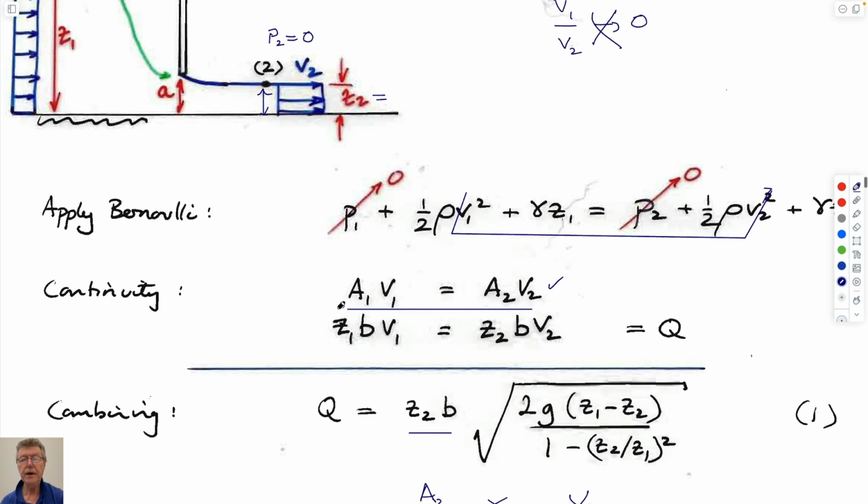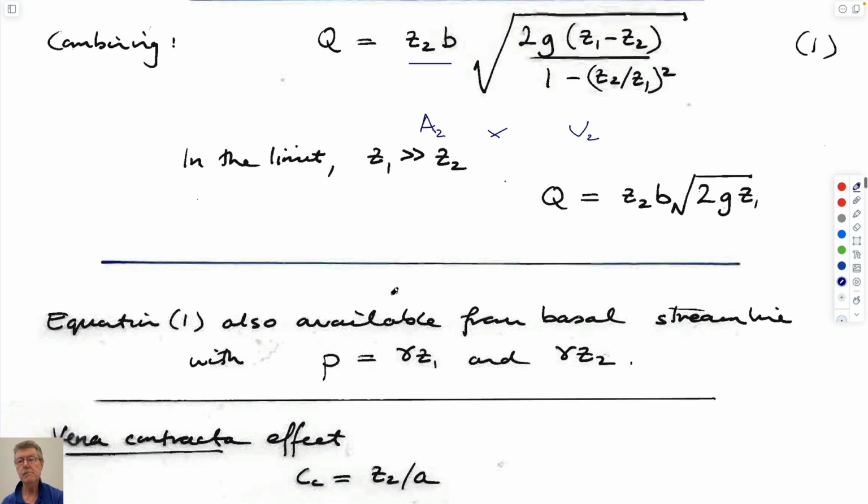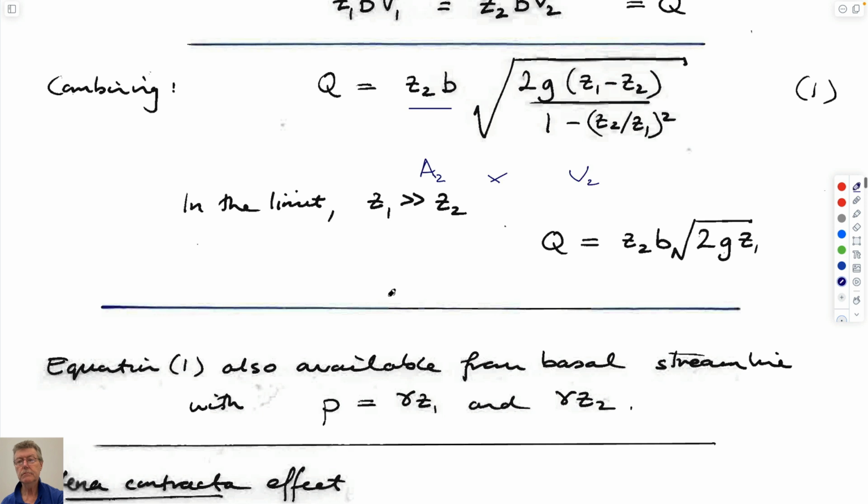If Z1 is very big compared to Z2, or alternatively, Z2 is very small, this term goes to 0, and you end up with this expression. This is just a free jet with the upstream velocity equals 0, as we did. So this is the free jet times an area. So again, Q is equal to A2 times V2. Okay, so that's it.